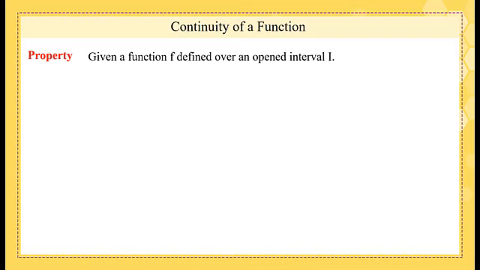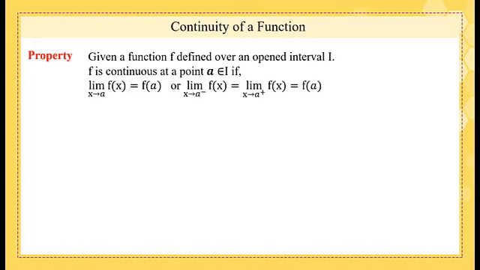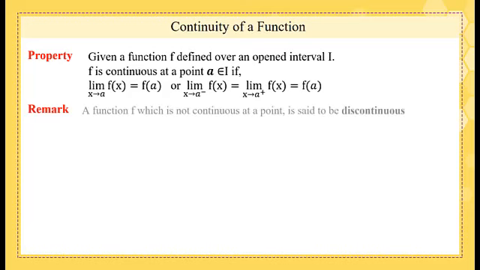Property. Given a function f defined over an open interval I, f is continuous at a point a belonging to this interval I if the limit of f of x as x tends to a equals f of a. In other words, if the limit at left is equal to the limit at right and equal to f of a, then we can say that f is continuous at point a. A remark: a function f that is not continuous at a point is said to be discontinuous at this point.